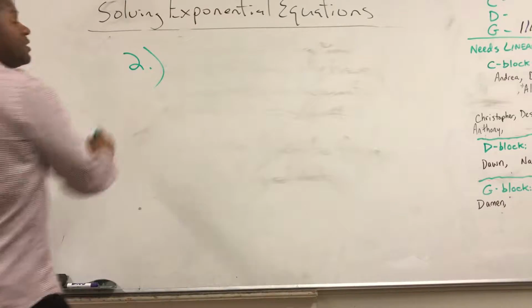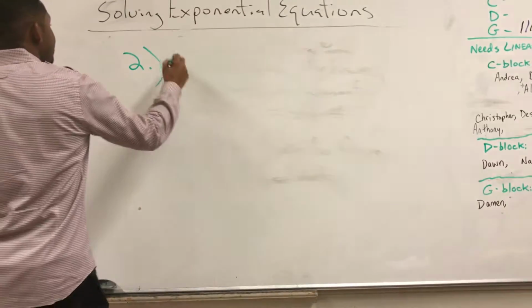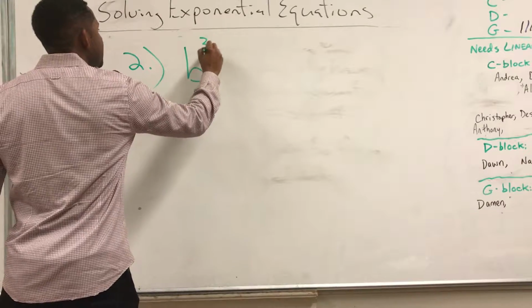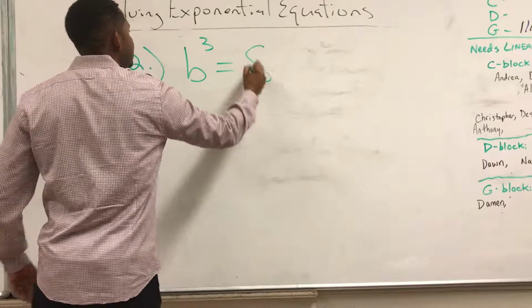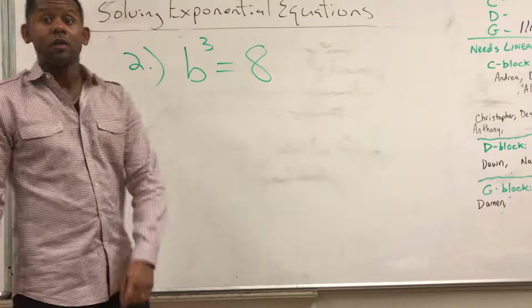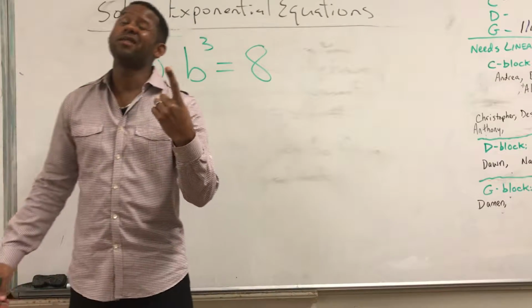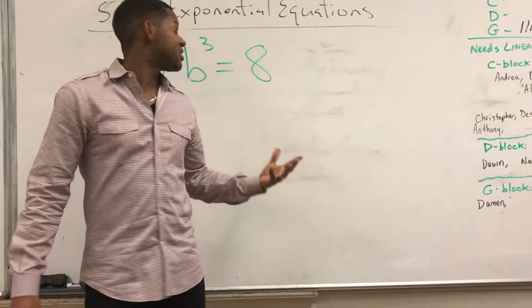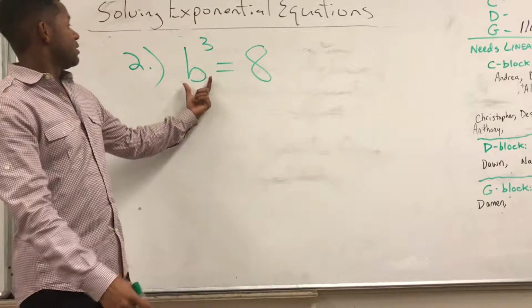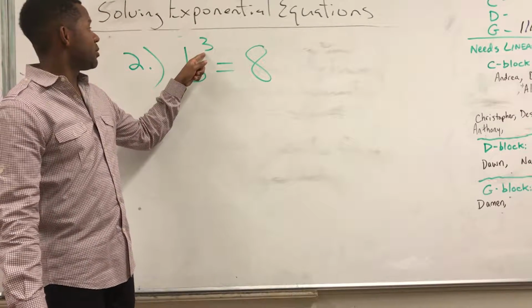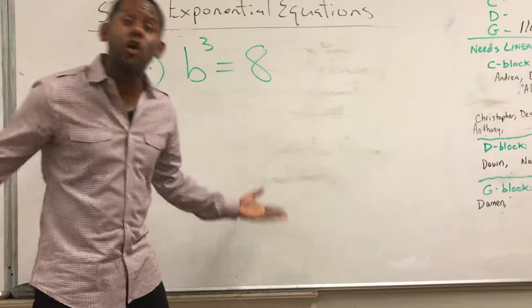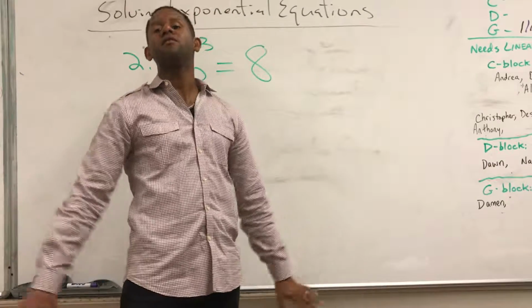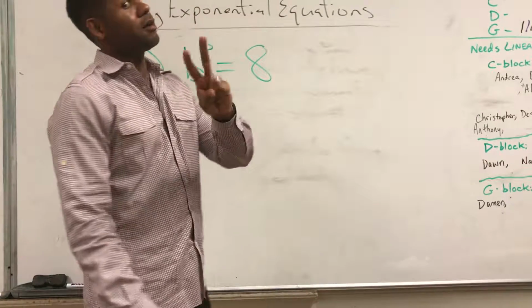Number 2, get this one down. It says b to the 3rd power equals 8. Step 1 of my process tells me to do what? It tells me to solve it until I get a variable that has an exponent attached equaling a number. That's already been done. I don't even have to do that step. Now I'm to the harder part.